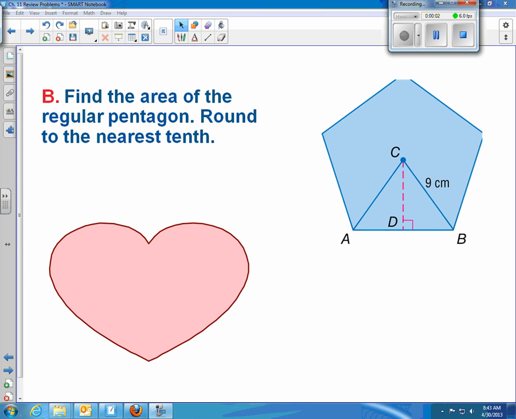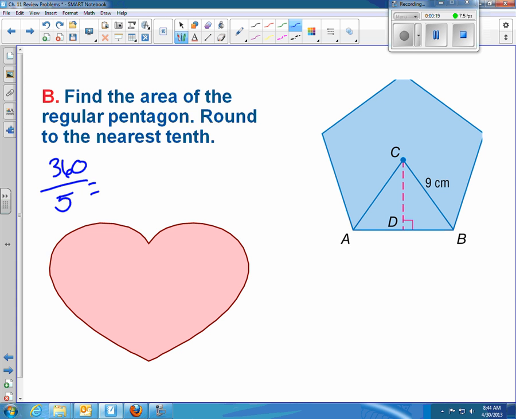Okay, guys, so now we're going to take the problem that says find the area of the regular pentagon, and here we're not given a base or a height, so we need to find that. So first thing we need to do is find our central angle, and we find our central angle by taking 360 and dividing it by 5, which is the number of sides, and we end up with 72 as our central angle. So that means that this whole angle here is 72.